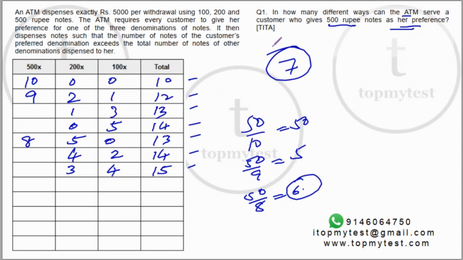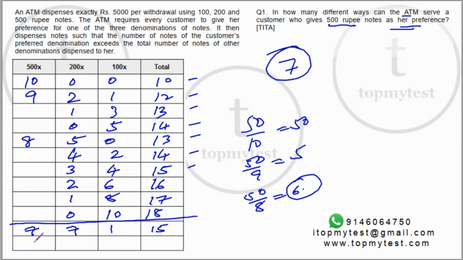If we go back to the previous one again, here you have already reached 15. If I continue with this, 2 and 6, this will be 16. If I take 1 and 8, that will be 17. And if we take 0 and 10, that will be 18. Now, if I reduce the number of 500 rupee notes, say to 7, how many notes will I need? I will need 7 and 1. That is 15 notes, right?